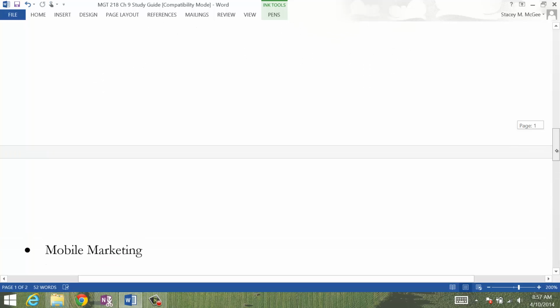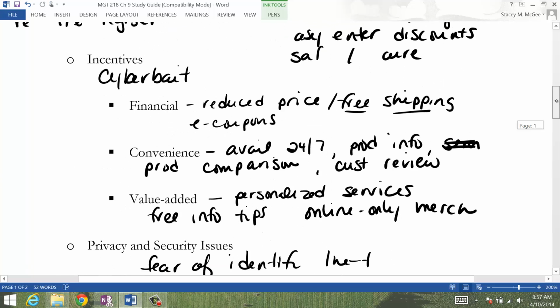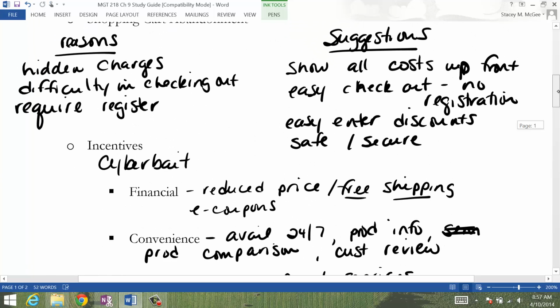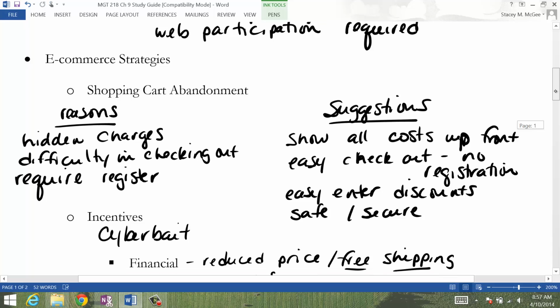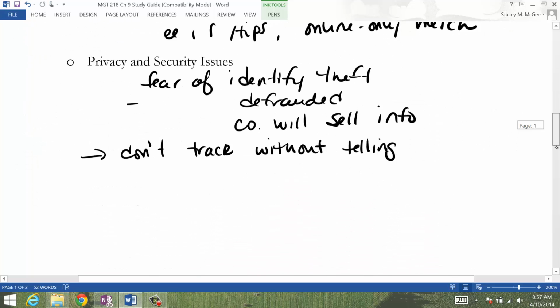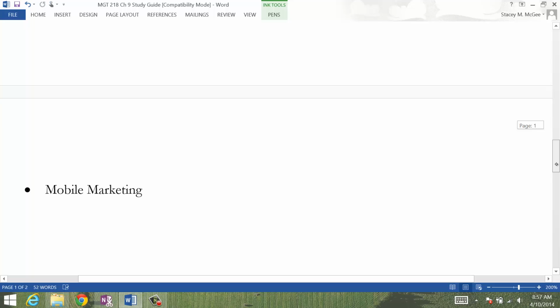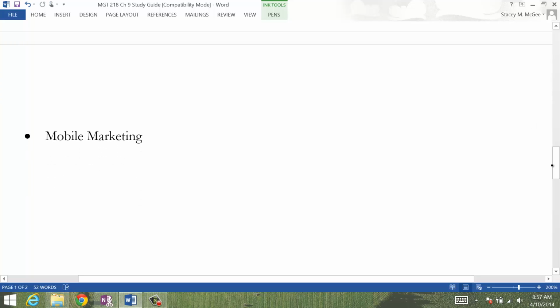Another type of digital marketing. Again, not everybody sells online, but if you do sell online, that's what we're talking about here with the e-commerce strategies. Another type of digital marketing that's probably the fastest growing is mobile marketing.